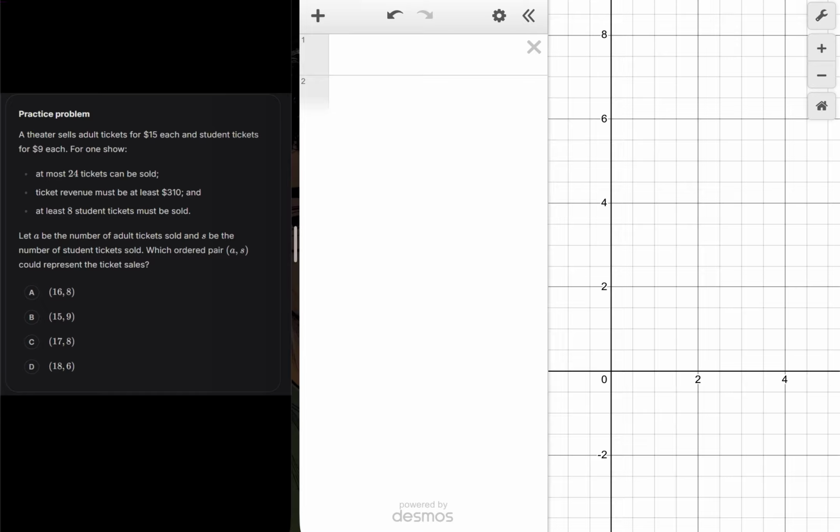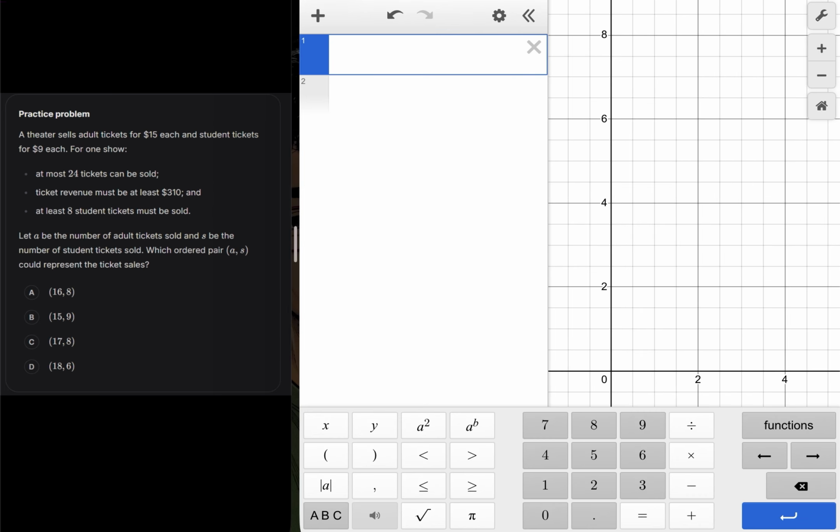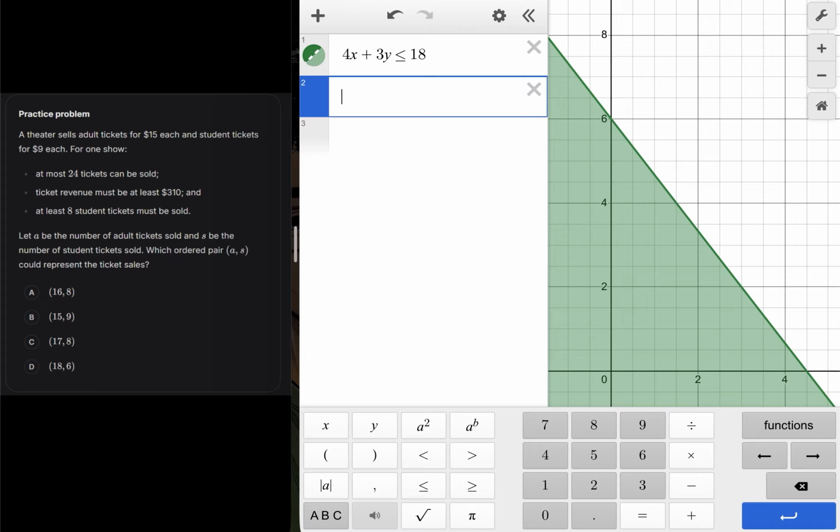But let's get more into those use cases. One of the use cases for using inequalities is when a question asks you which point satisfies an inequality. I already showed this to you, but let's say you have 4x plus 3y is less than or equal to 18. That's the inequality they give you, and you're trying to find which of these points satisfies 4x plus 3y is less than or equal to 18.